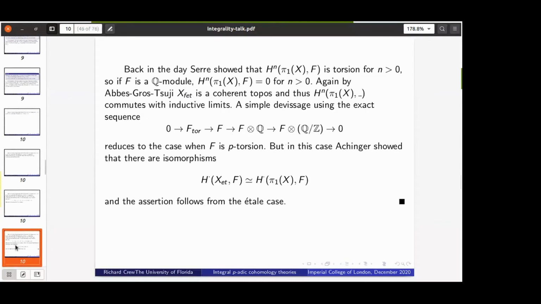But in this case, Achinger showed that there are actually isomorphisms of the étale cohomology of F with the group cohomology of pi_1 with coefficients in F. And so the assertion follows from the étale case. So that's the proof there.